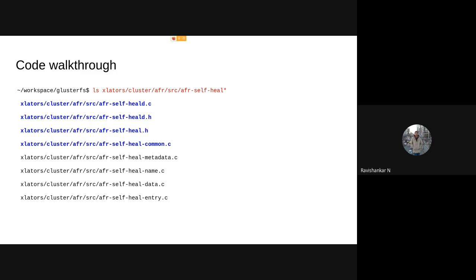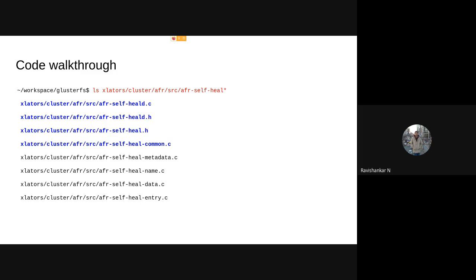So if metadata heal is to be done, the logic, the code, you can find it in afr-self-heal-metadata.c. Similarly for name, data, and entry. The difference between name heal and entry self heal is that name heal only heals the name of the file. For example, inside a directory, suppose you did an mkdir and then you killed a brick and created 10 files inside it. So when entry heal is triggered, all the 10 files will be healed automatically without intervention.